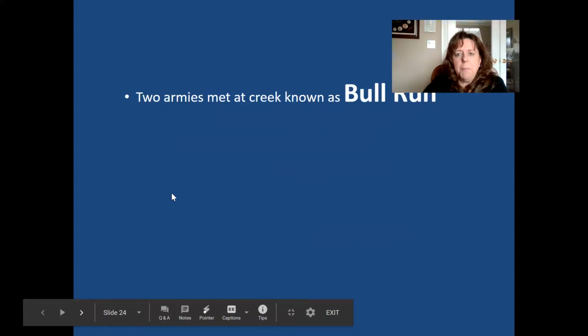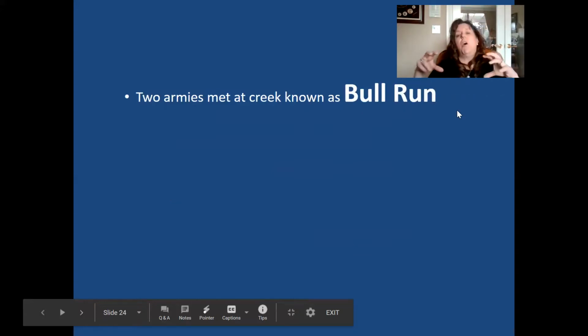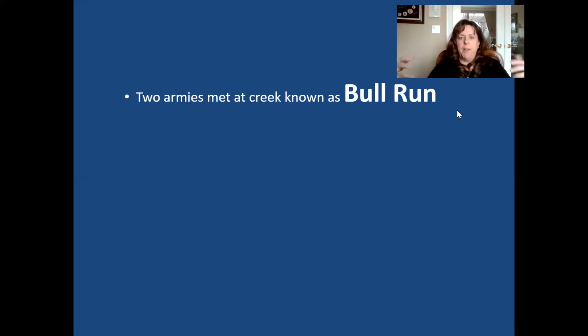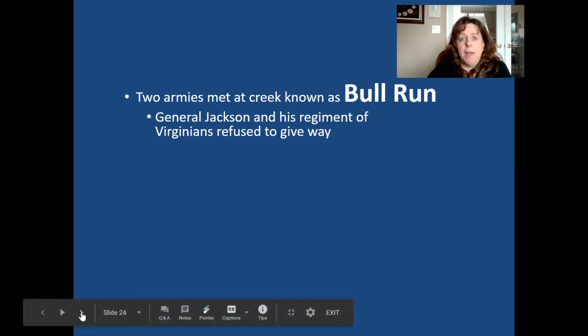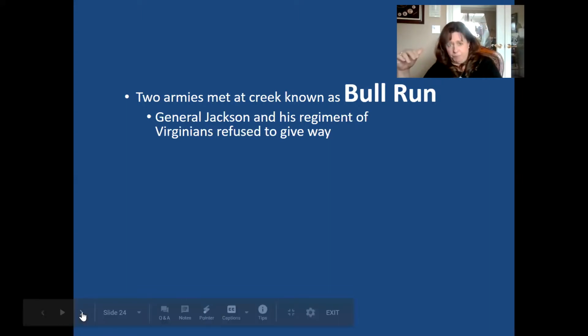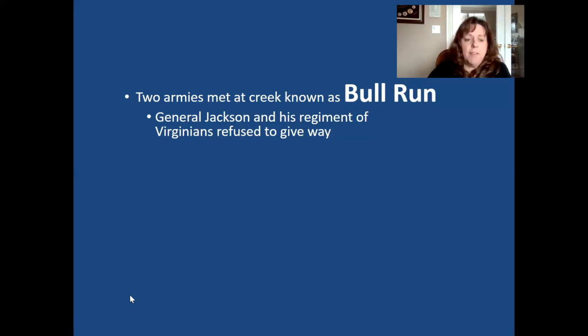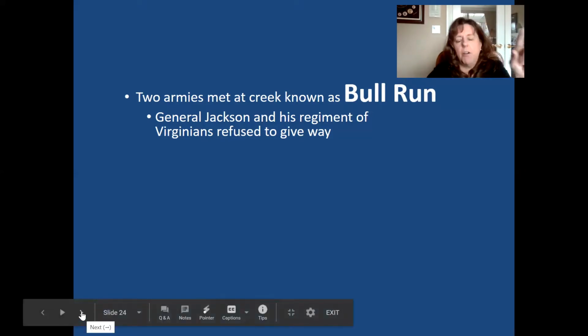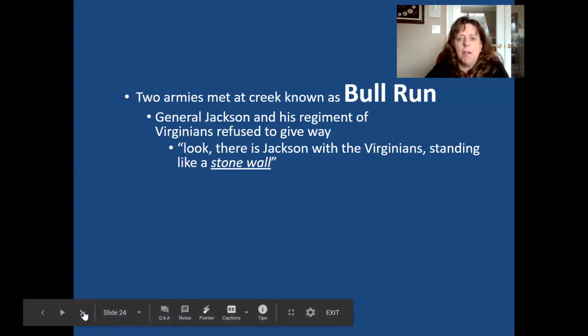So the two armies meet at a creek, and the creek was called Bull Run. That's why we call it the Battle of Bull Run. This is where the armies intersected, at this well-known creek. And the general and his regiment of Virginians refused to give way, and they stood there. And they knew that the Union Army was coming, and they said, look, there's Jackson not moving like a stone wall. And so he got this nickname called Stonewall Jackson. Look, there's Jackson with the Virginians standing like a stone wall.